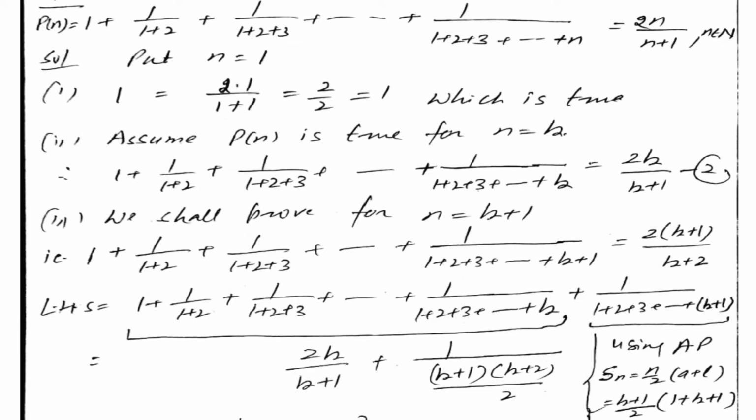Again putting n equal to 1 on the right hand side: 2 into 1 upon 1 plus 1, that is 2 by 2, equal to 1. Both the sides are equal, which is 1. It means our statement is true for n equal to 1.